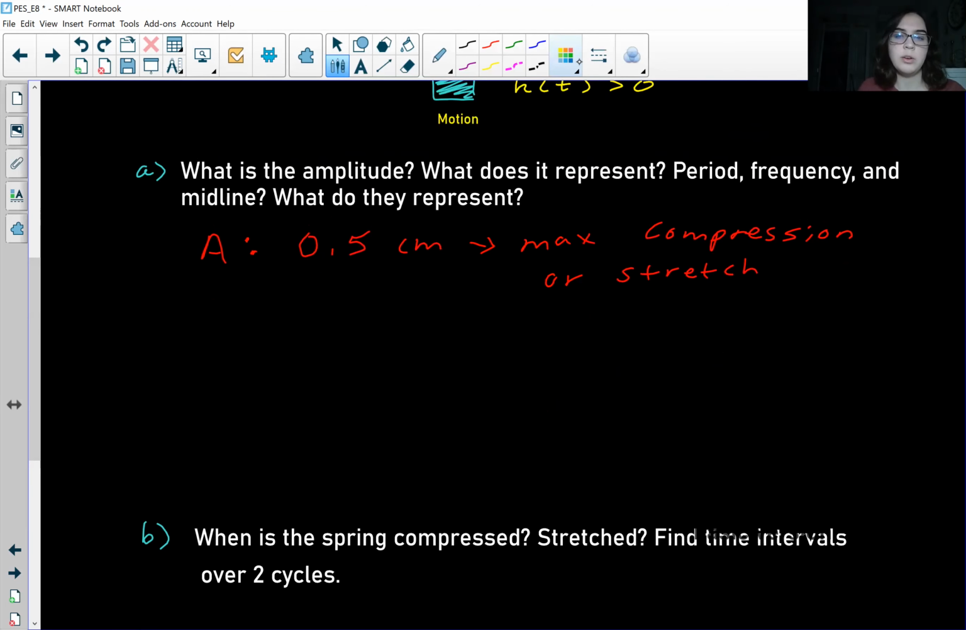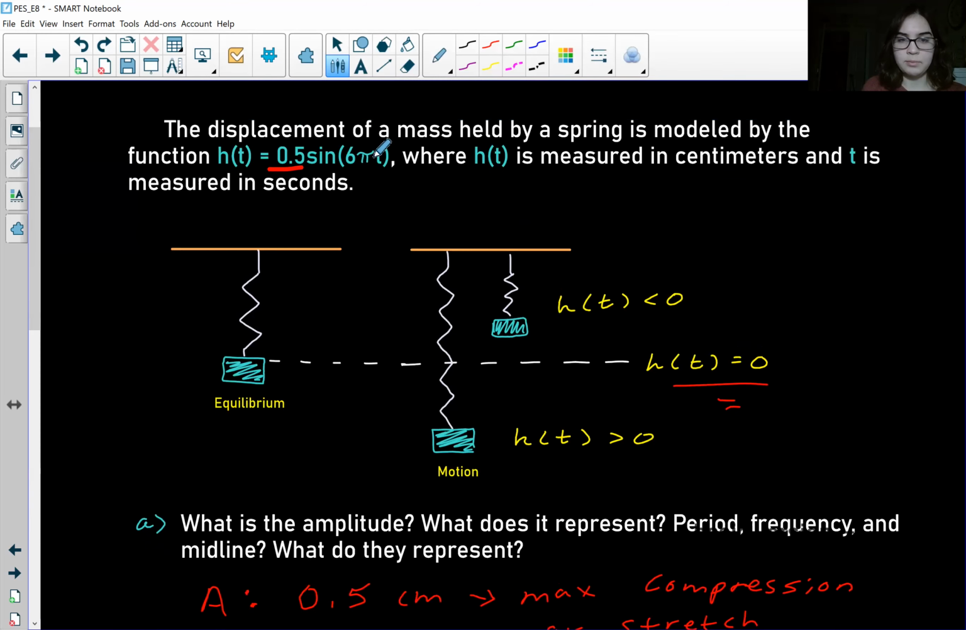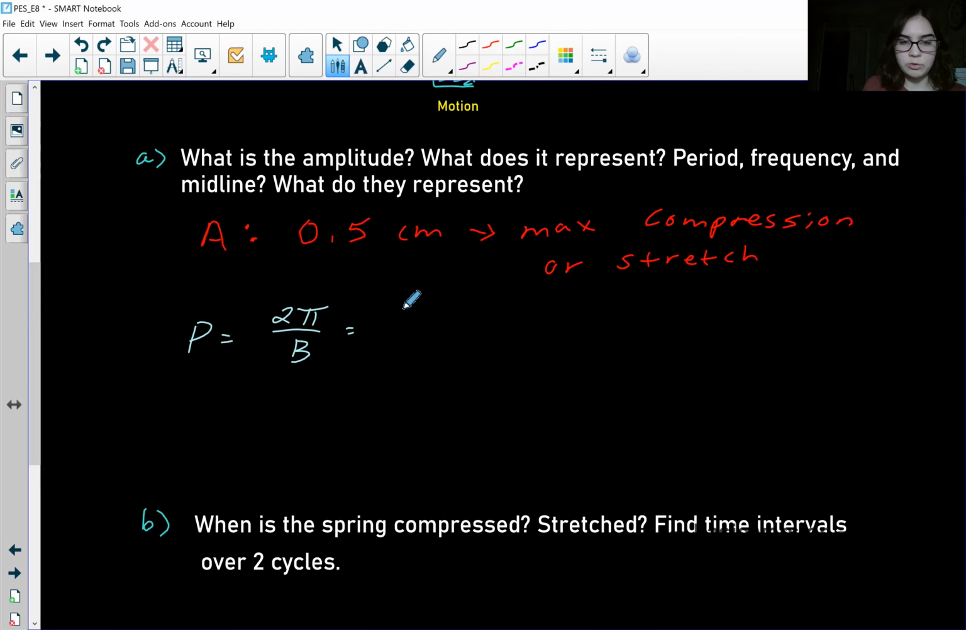Okay, and then we also want to talk about period, and we have a formula for period. Period is equal to 2 pi over b. We're given b in the equation. b is the multiplier in front of the variable, which is 6 pi. So we're going to do 2 pi over 6 pi, and that's going to give us 1/3. Remember what we said about period, it's time over cycles. So really this is going to be 1/3 seconds.